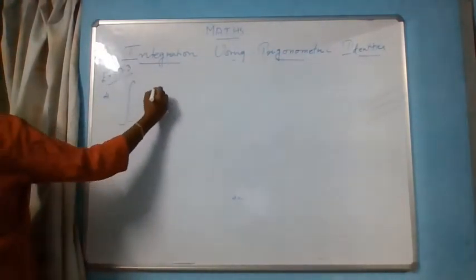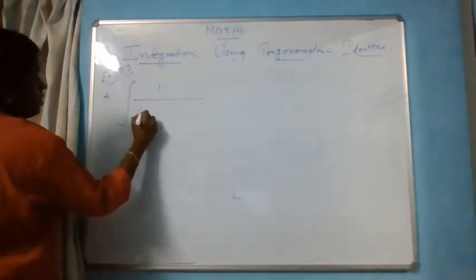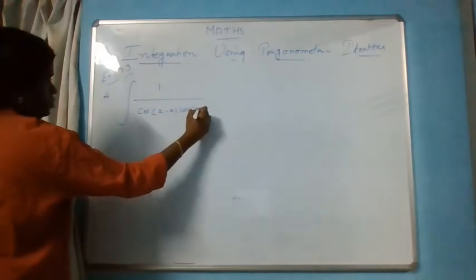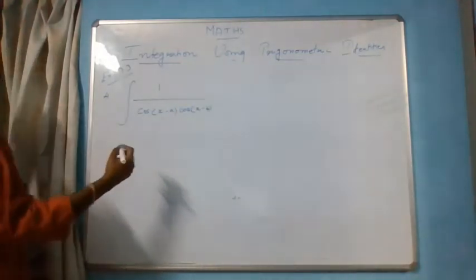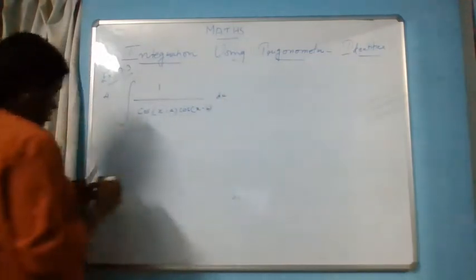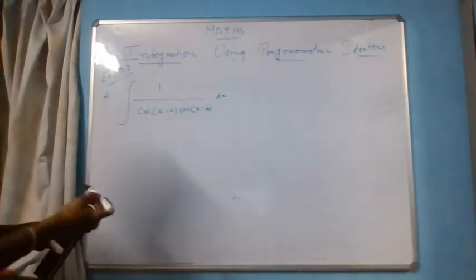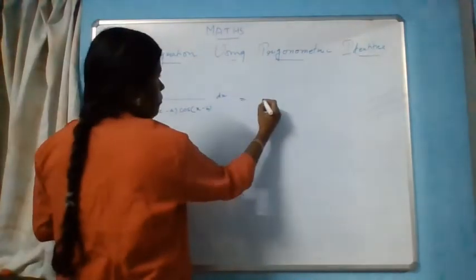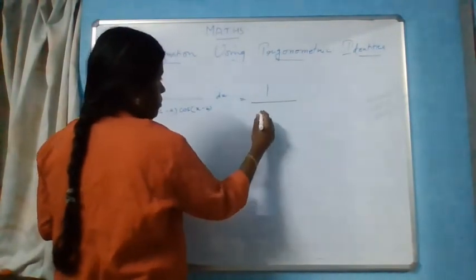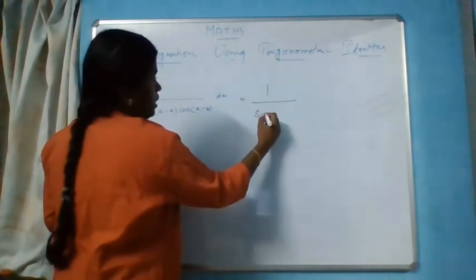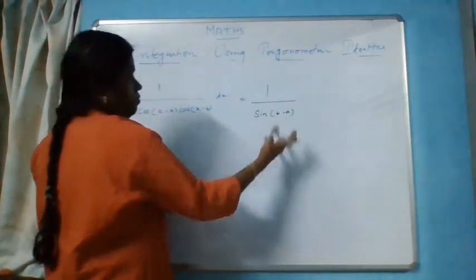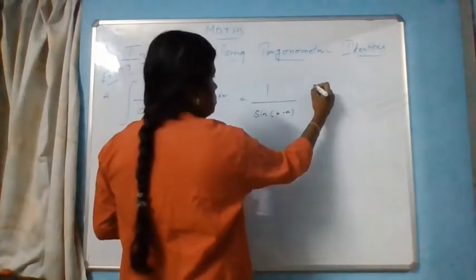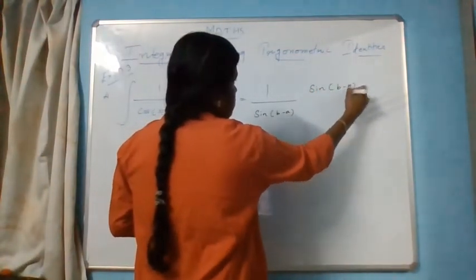Integral 1 by cos of x minus a into cos of x minus b into dx. So what to do? This is the most common thing which we normally come across in problems. So what I'm going to do is multiply and divide with sine of b minus a, which is nothing but a constant value.